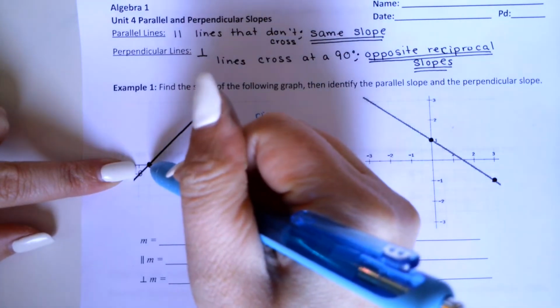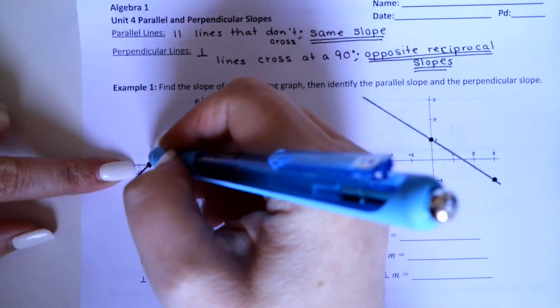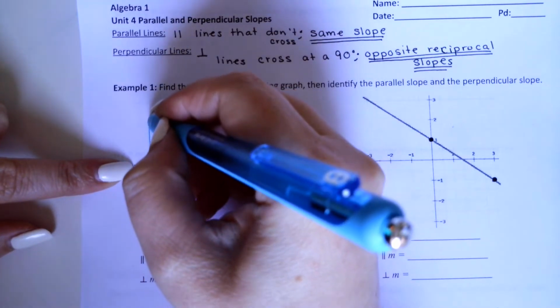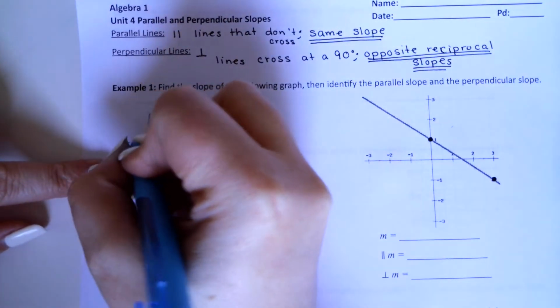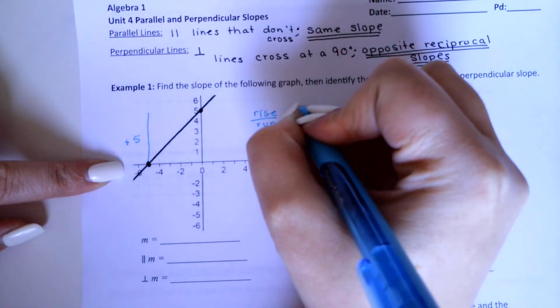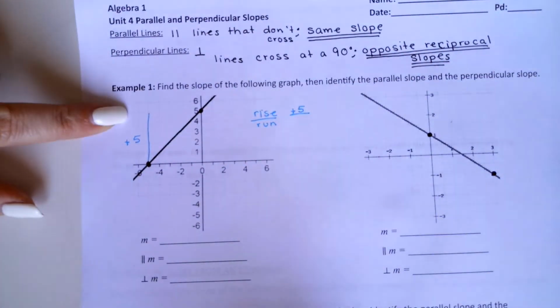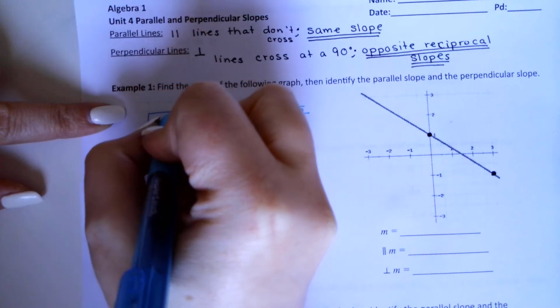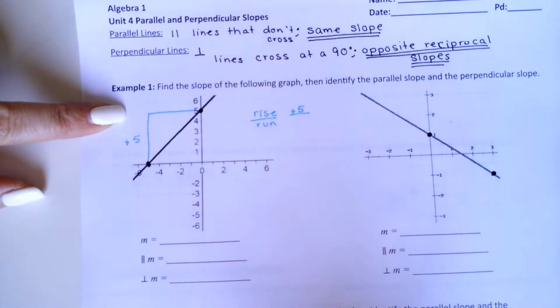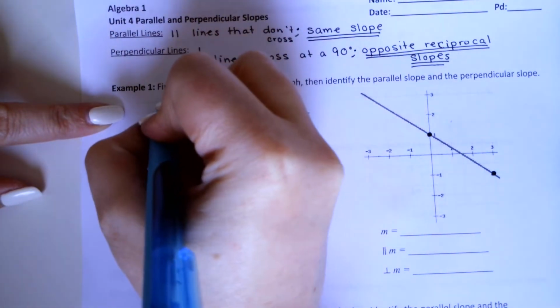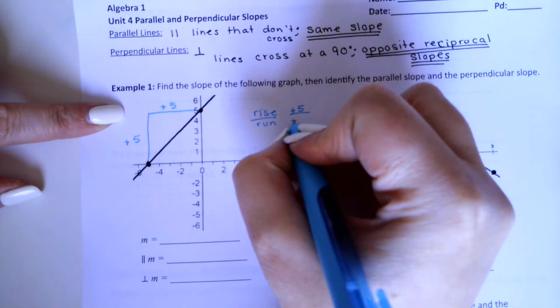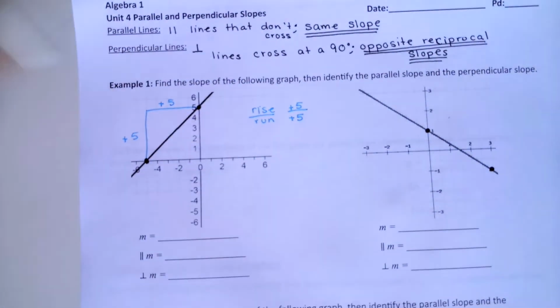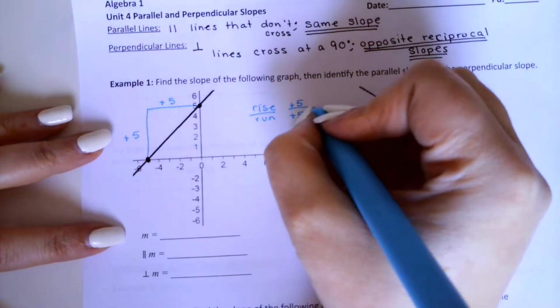So my rise, I'm going to start on the left side. I'm going to go up 5, okay? So my rise is a positive 5. And then I'm going to go to the right 5 spaces as well. And going to the right is a positive motion. So my run is also positive 5. Then I need to simplify it, okay?